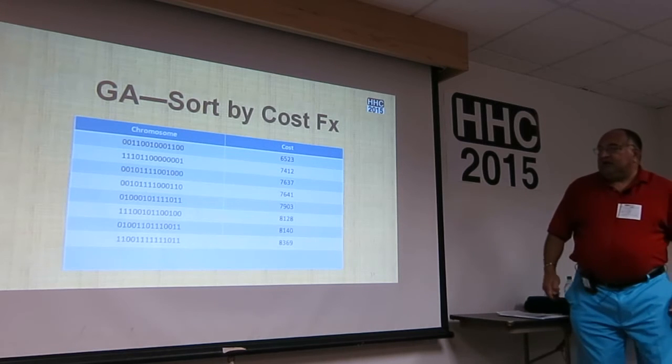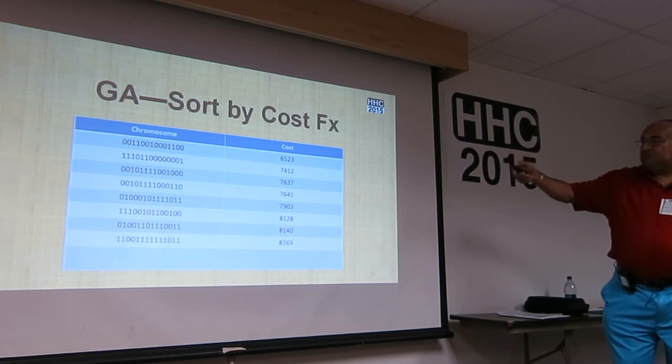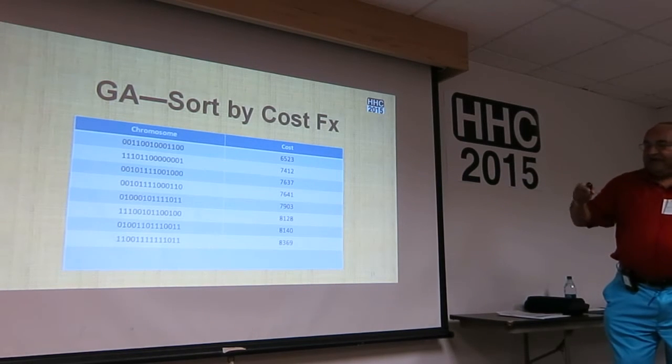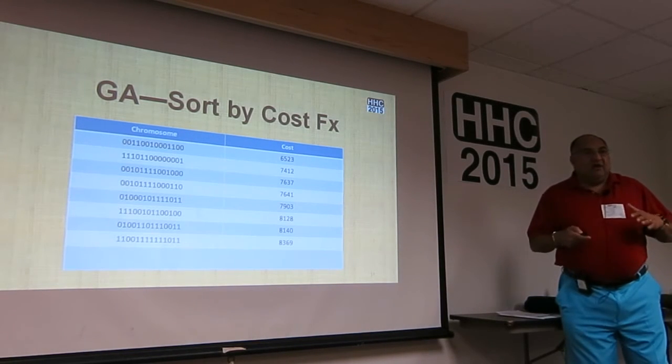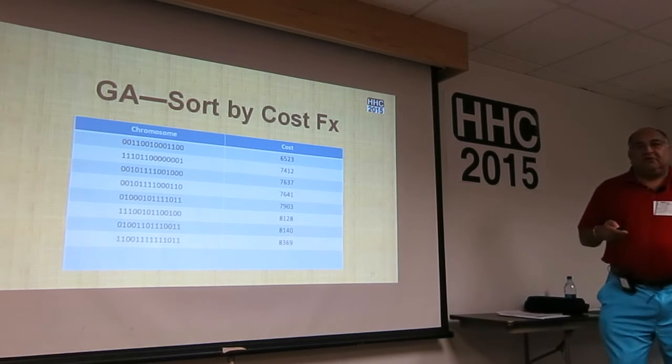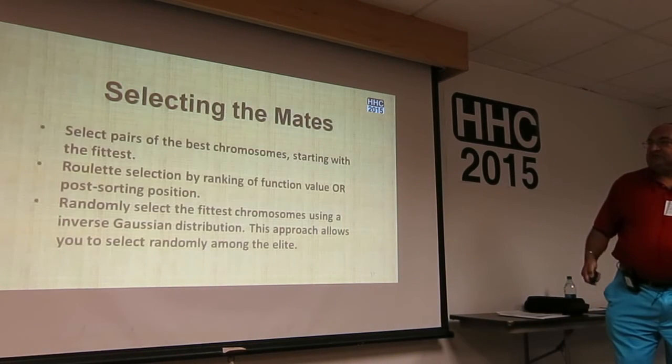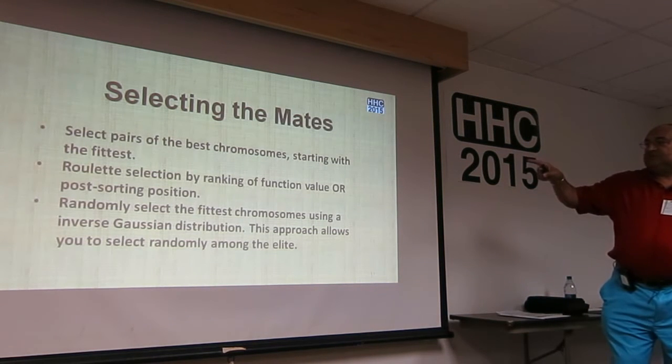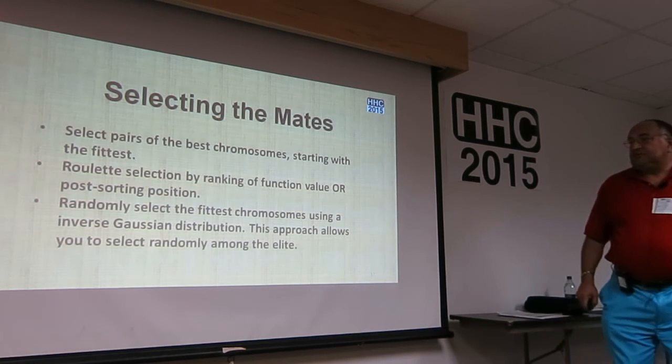Now here are the chromosomes sorted with the cost function from lower to upper. We have 8, and as we said, we take the first half, the first 4, as parents. So we select the best pairs of chromosomes, starting with the fittest, of course.